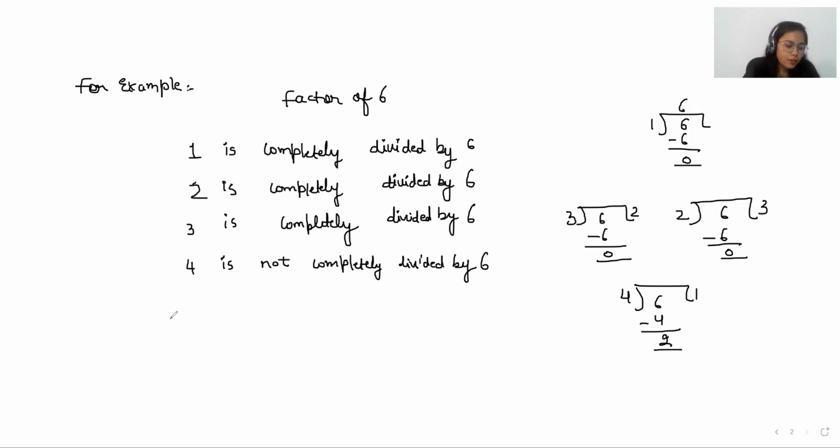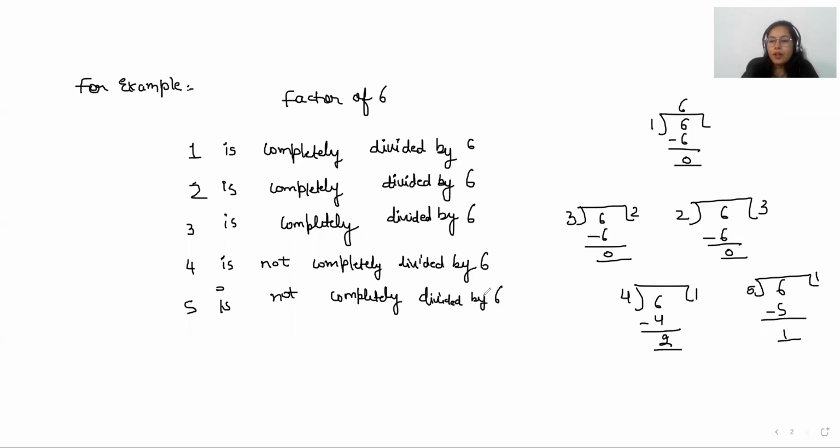Now comes 5. 5 times 1 is 5, and 6 minus 5 gives you remainder 1, not 0. So 6 is not completely divisible by 5. Now the question arises: up to where do we have to find the factors? You have to find the factors up to the number itself. So what's our next number? 6. After that you can stop.